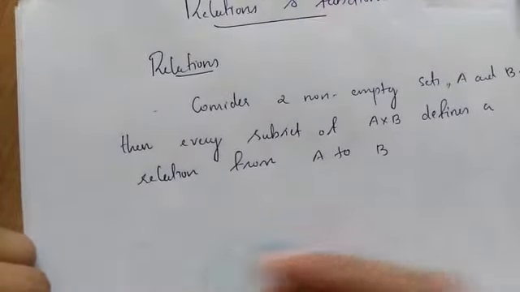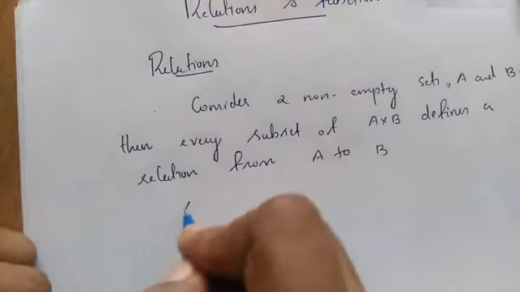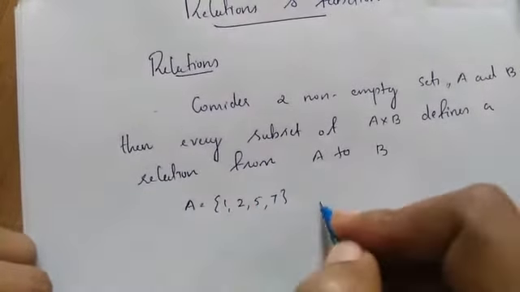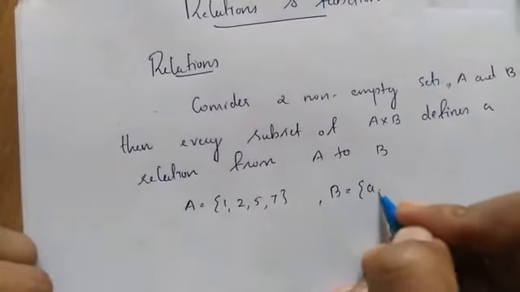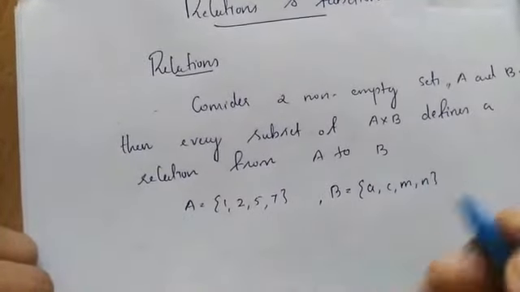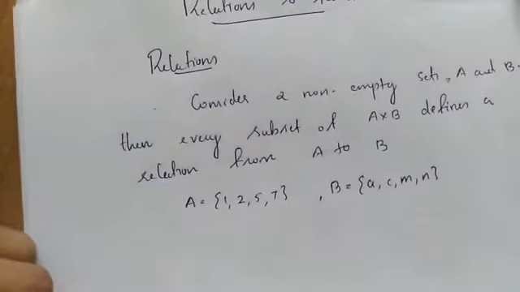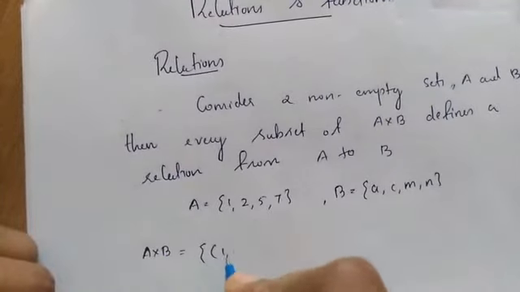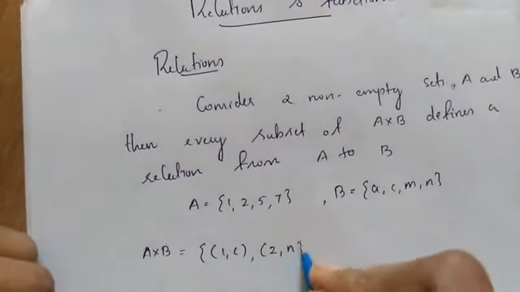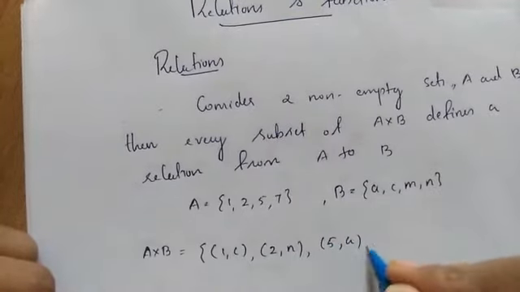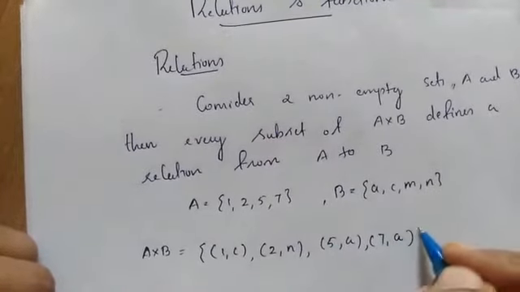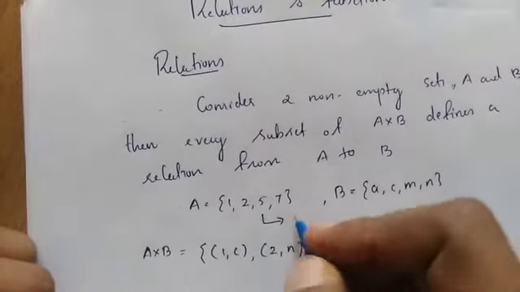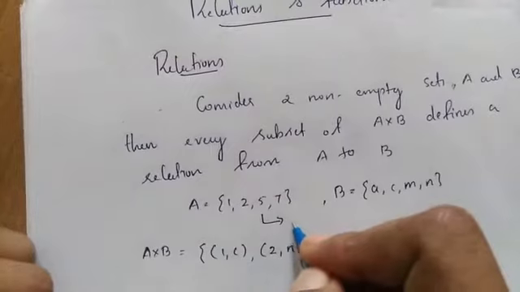For example, consider A equal to {1, 2, 5, 7} and the set B equal to {A, C, M, N}. We can define a relation like A cross B equal to {1C, 2N, 5A, 7A}, like that.